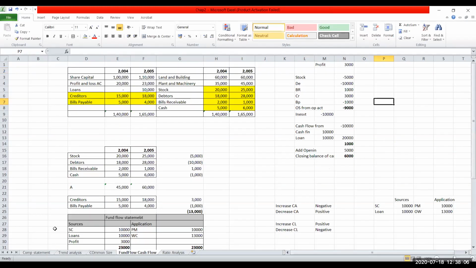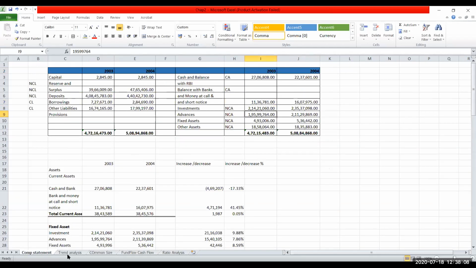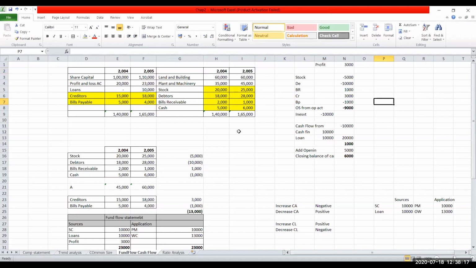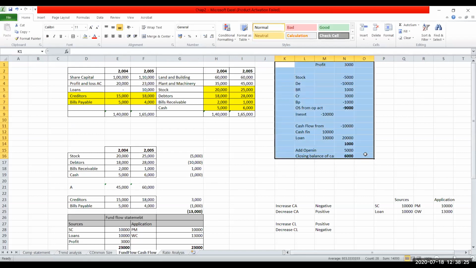Yes, Professor. So we have just discussed the comparative statement, trend analysis, common size statement, and fund flow and cash flow. From this exercise, you can understand that the cash flow statement is more relevant and more elaborative. It gives details about each and every flow. Both are the same, I don't say they are different, but the interpretation is different. You get more interpretation from this.